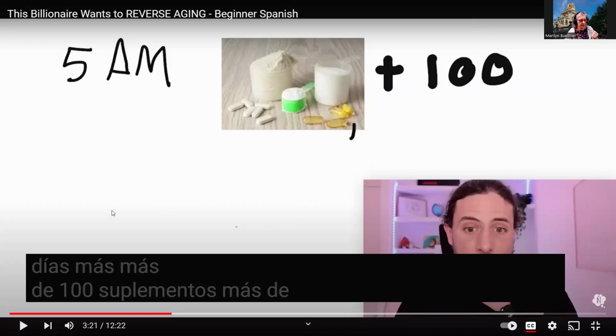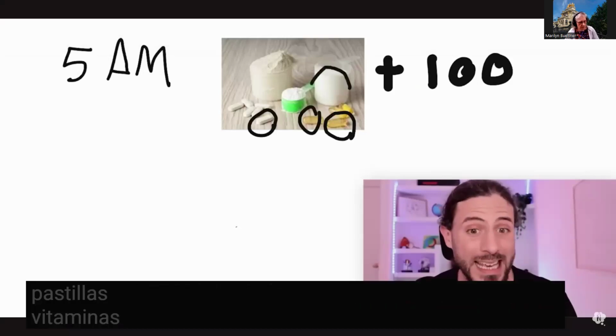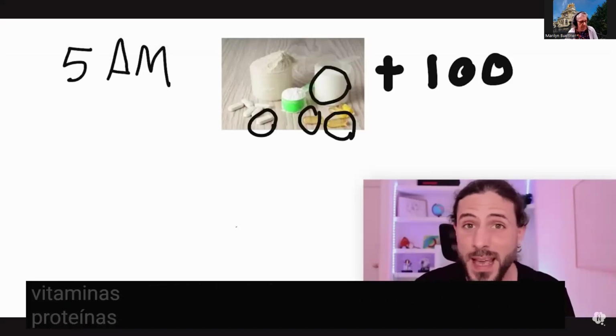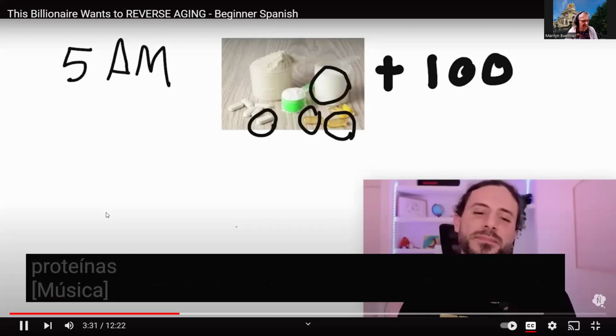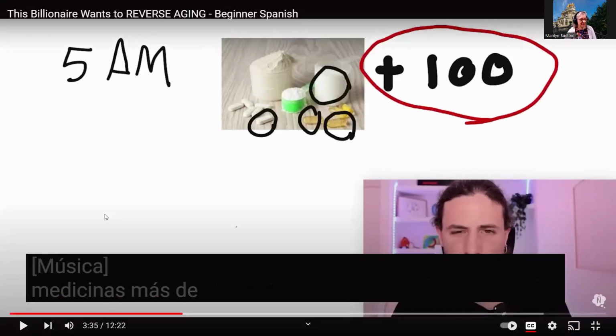Más de 100 pastillas. More than 100 pills, vitaminas, vitamins, proteínas, protein, medicinas, medicines. All kinds of stuff. Más de 100. Más de 100, more than 100. Yeah, when we have more than and we name a number, it's always más de. Okay, más de, more than. More than with a number.